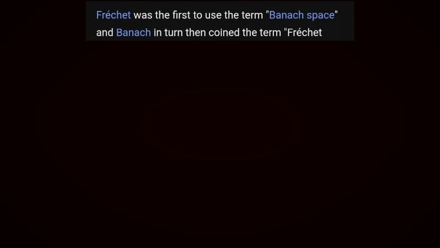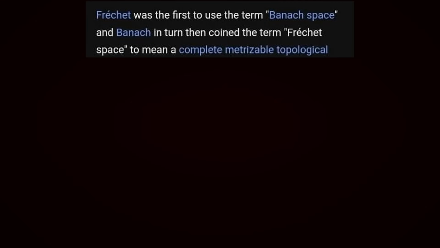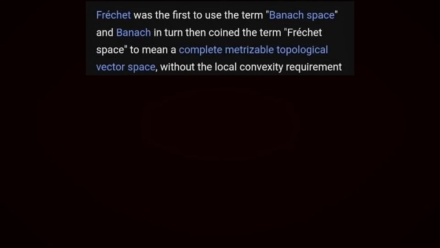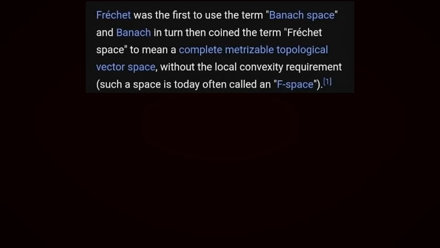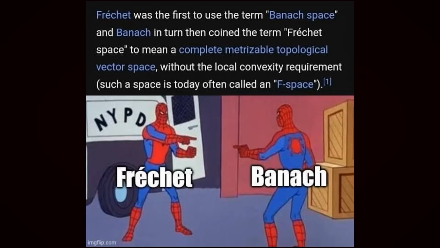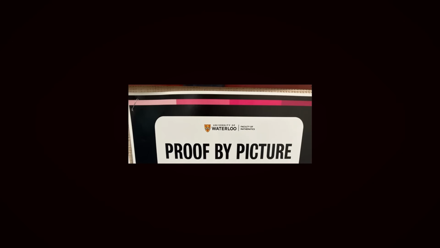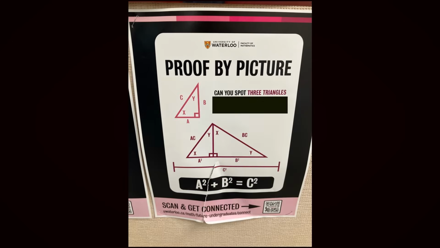Fréchet was the first to use the term Banach space, and Banach in turn then coined the term Fréchet space to mean a complete metrizable topological vector space without the local convexity requirement. Such a space is today often called an F-space. Fréchet. Banach. Proof by picture. Can you spot 3 triangles similar to the one in the picture below?